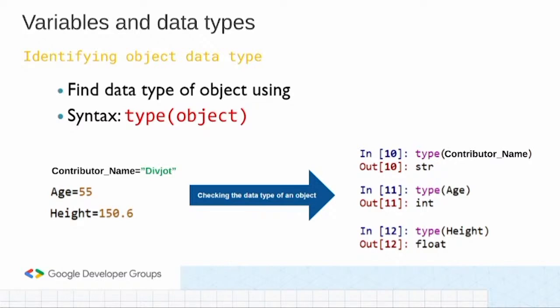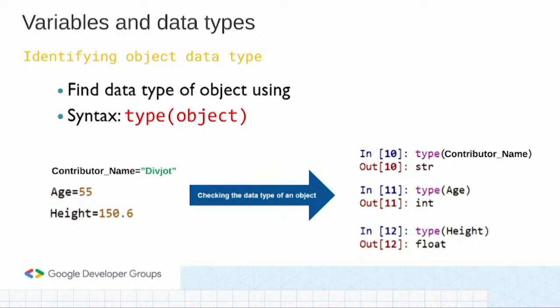Let us take a small example. I have three variables here. The first is the contributor name, which is the name of the contributor and its value is Divjot. The second is the variable age, the value for which is 55. The third variable is height, whose value is 150.6.